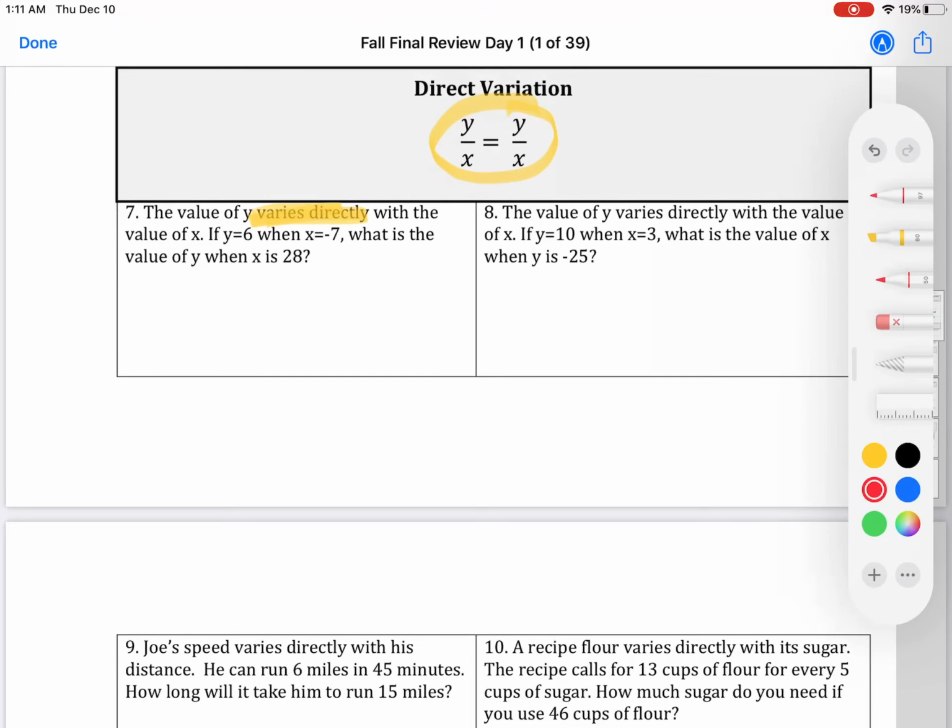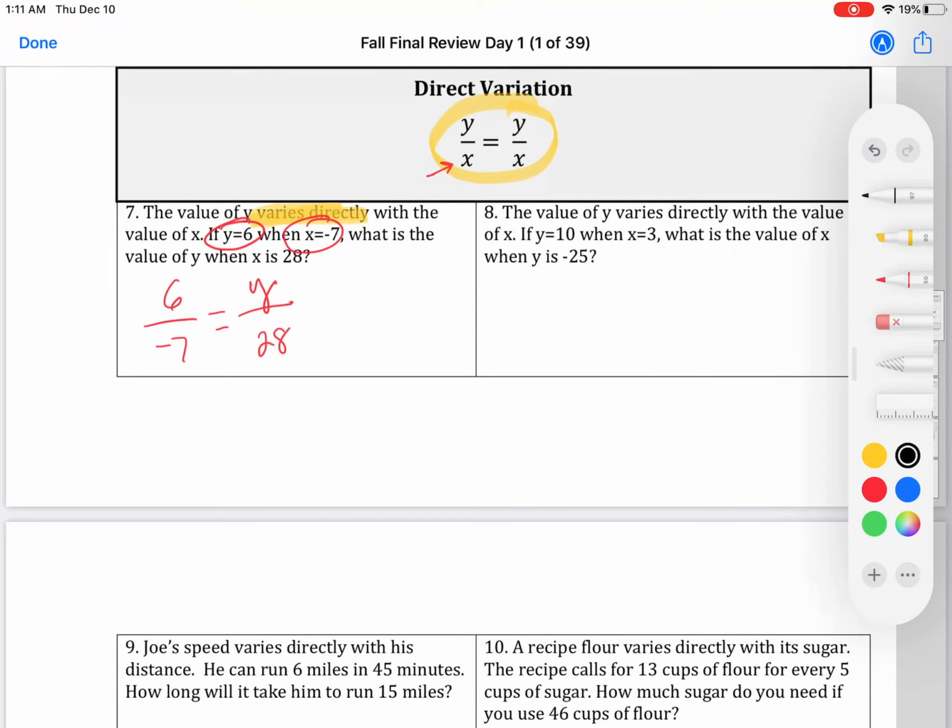This proportion says we start with the y value. My first y is the number 6. Then I put it over the first x value. The x value is a negative 7. Then it says, what is the value of y when x is 28? So if we look at the equation, the y's are always the top, the x's are always the bottom. So I created, using y and x, and then another y and x, this example here.